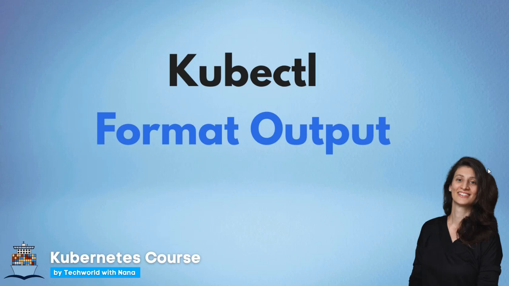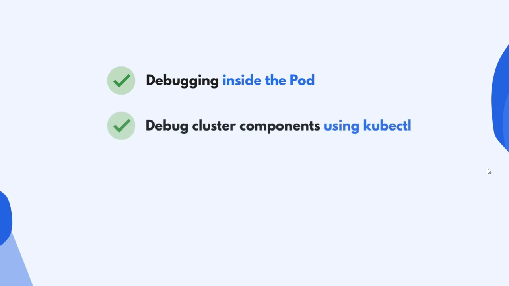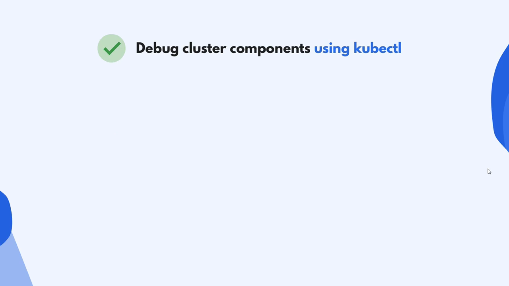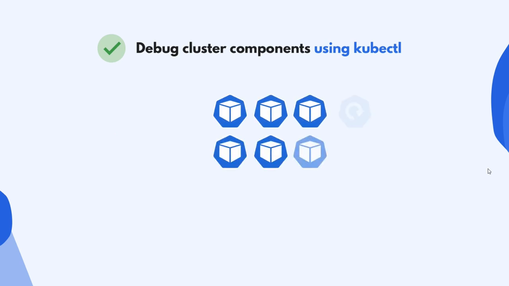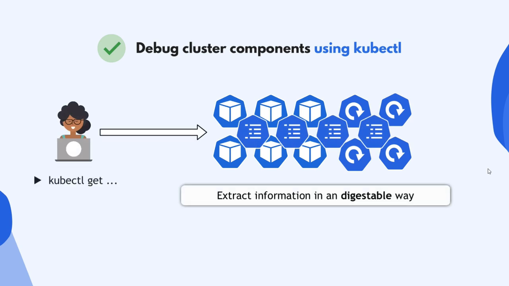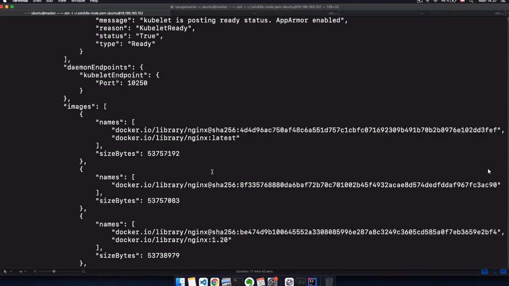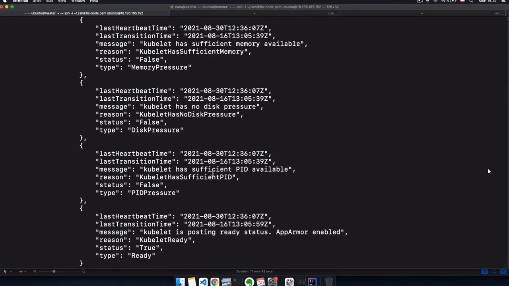Of course, in addition to debugging from the pod, you also want to debug the cluster components directly using Kubectl, right? And Kubectl is a very powerful tool, but when you have hundreds of services, pods, deployments, config maps, and a bunch of other components, it may be difficult to extract the information about the cluster components in a digestible way. So basically in a way that doesn't require you to scroll through endless lines of output about different components.